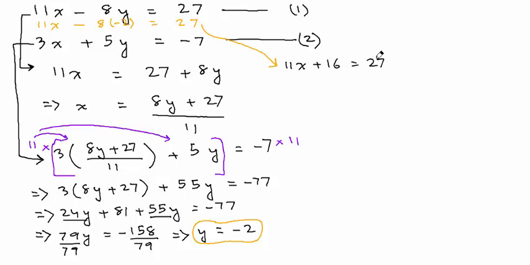You take the 16 on the other side, you have 11x is equal to 27 minus 16, that is 11. Therefore, divide both sides by 11, you have x is equal to 1. So our answer is x is equal to 1 and y is equal to negative 2.